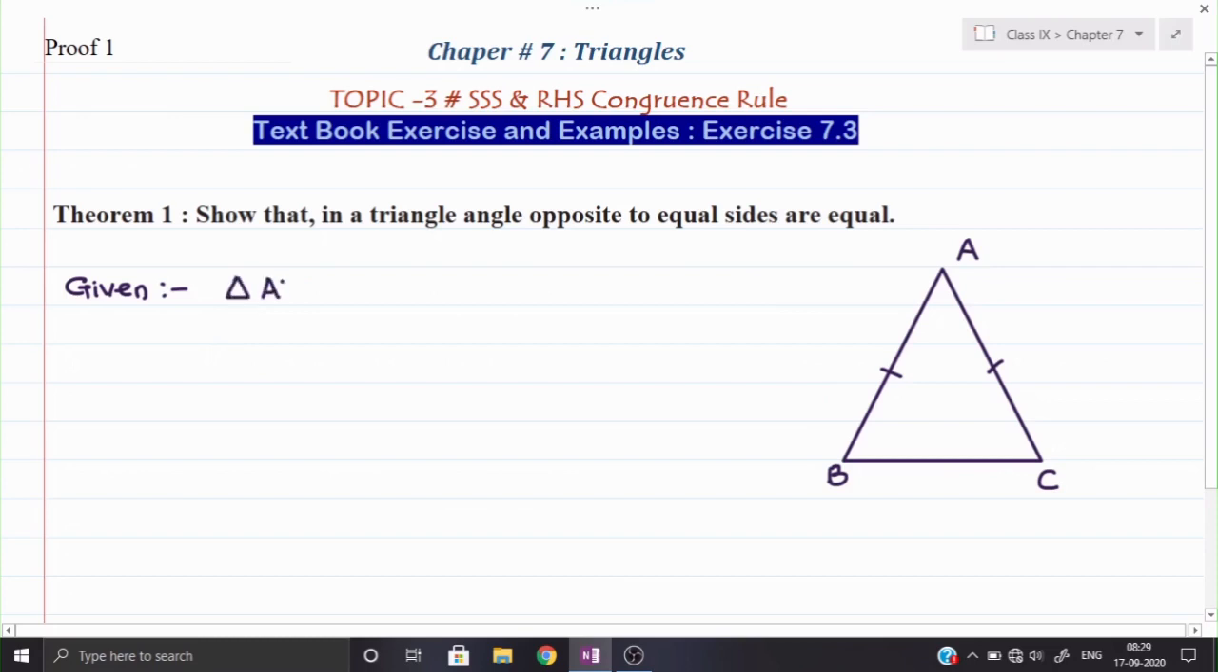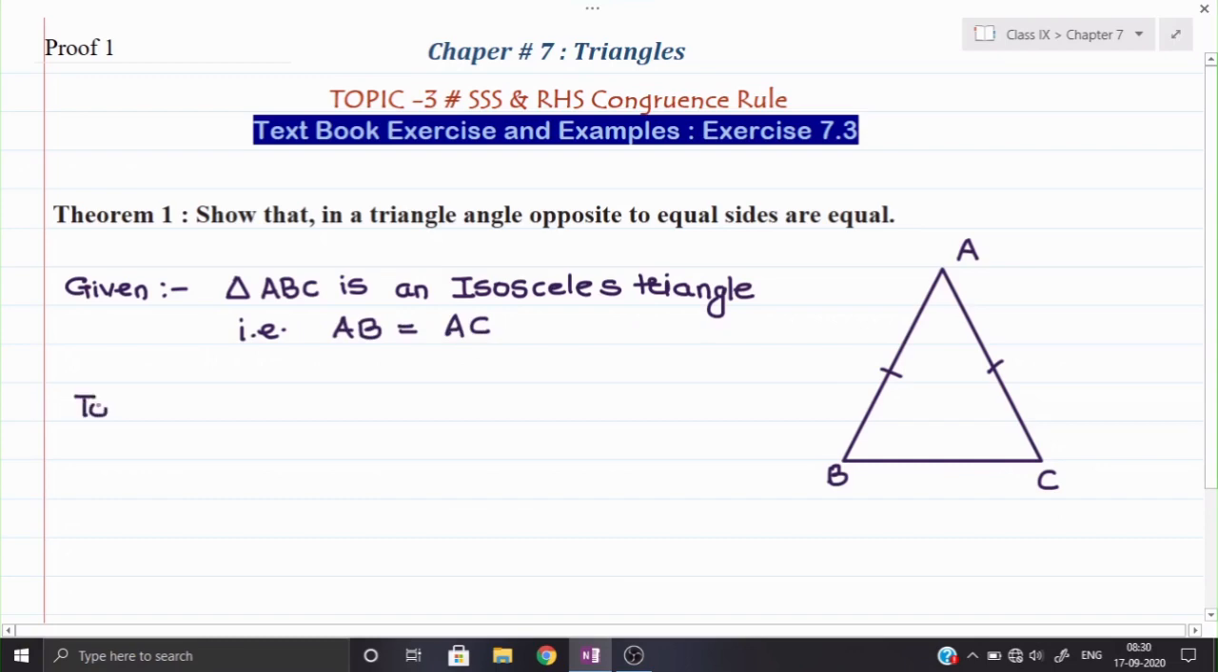Triangle ABC is an isosceles triangle, that is, two sides will be equal. So we are supposing here AB and AC are equal. Okay, what we need to prove here, that we will mention now.